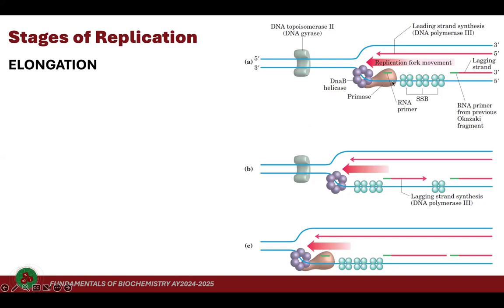You have the primase there, which synthesizes the RNA primers necessary for each segment of your lagging strand. Okay. What's interesting here to note is that the leading strand is always synthesized in the same direction as the migration of your replication fork, while the lagging strand is synthesized in the opposite direction to that of the replication fork. That's something noteworthy. Okay.